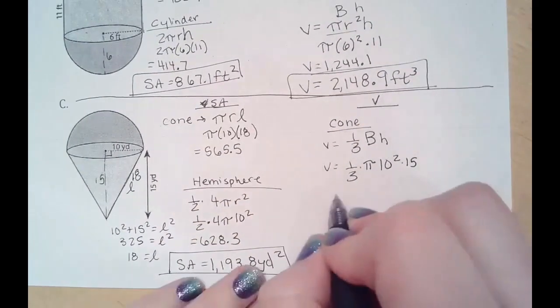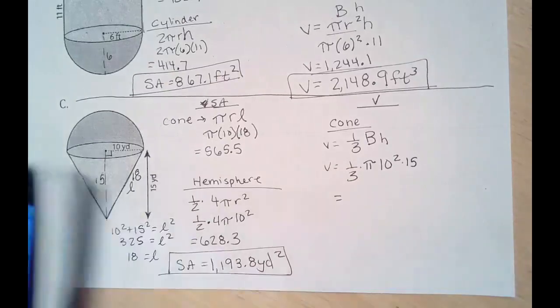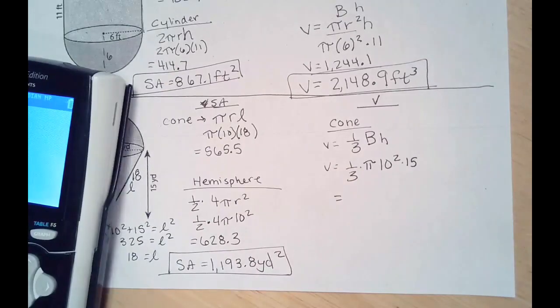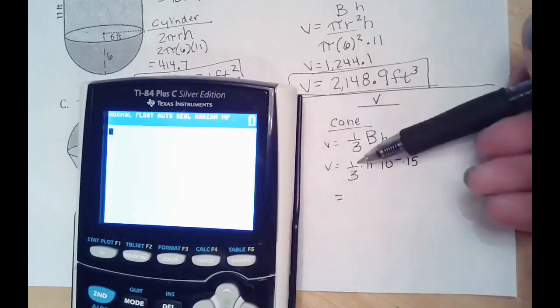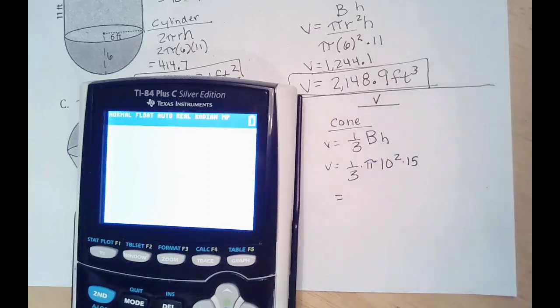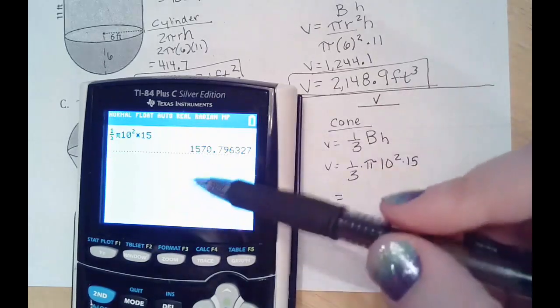Plugging that all in. Do not use 0.3. You must use 1/3. Plugging that into your calculator. If you use 0.3, it is rounded and it will not give you the exact answer. We get 1,570.8.